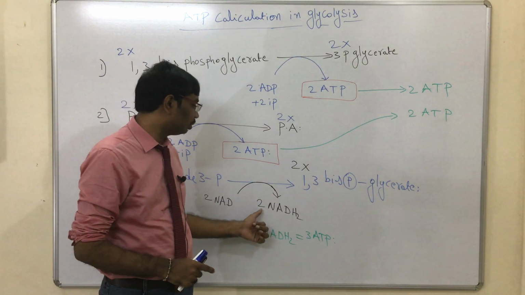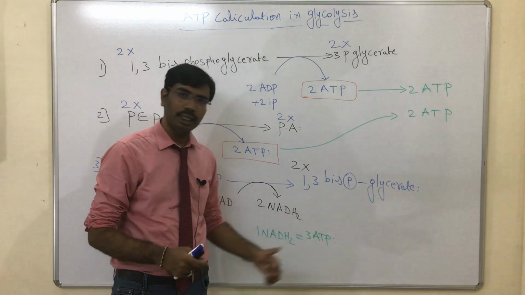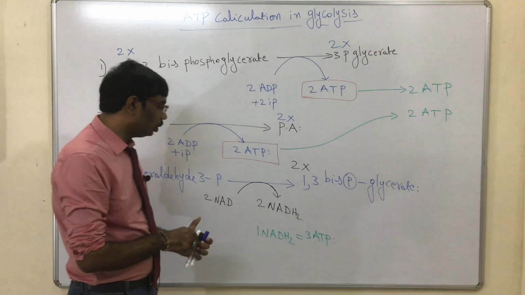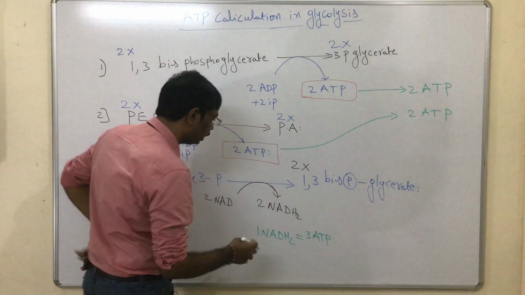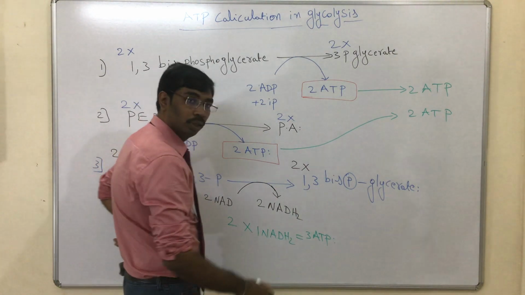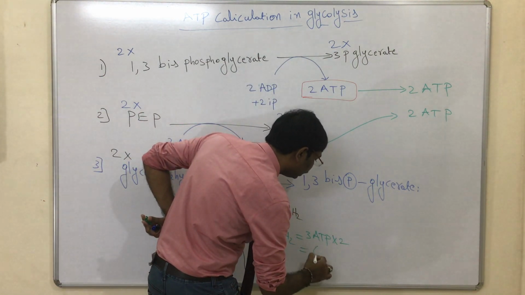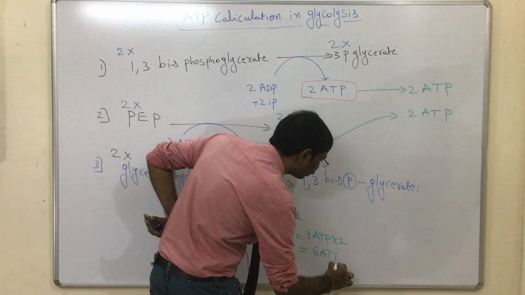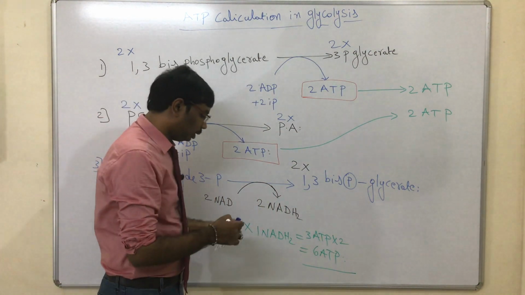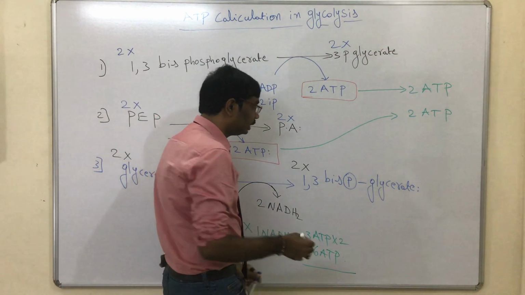Next, 2 NADH2 are produced. 1 NADH2 is equal to 3 ATP. So if 2 NADH2 are involved in the reaction, 2 into 3 ATP means the total is 6 ATPs. So 6 ATPs are produced in this reaction.